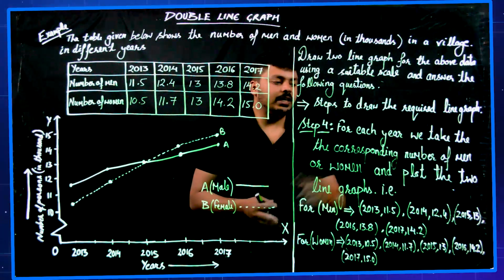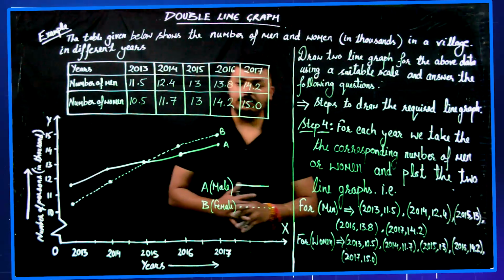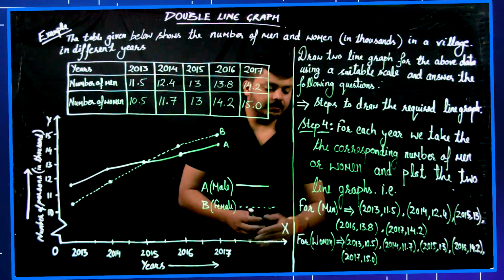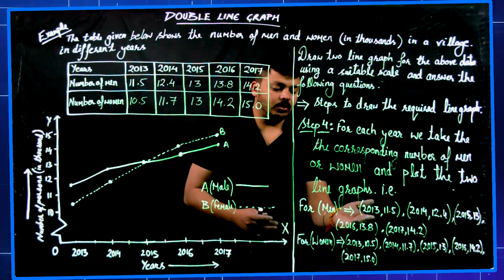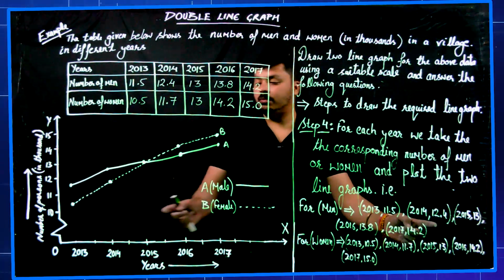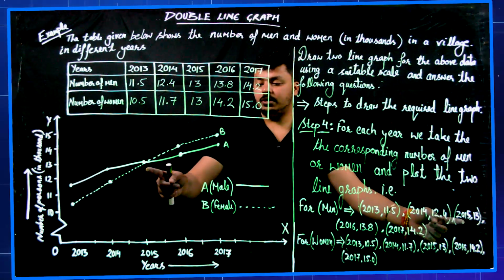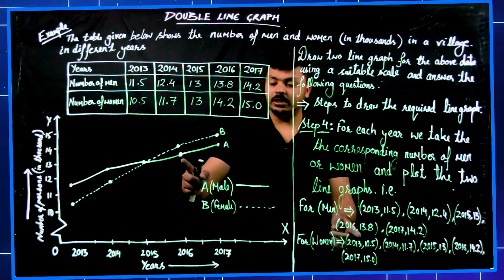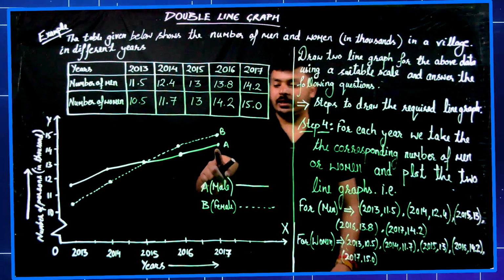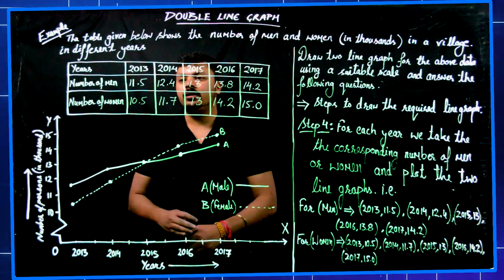Step 4, for each year we take the corresponding number of men or women and plot the line graph. For men, our coordinates will be 2013, 11.5; 2014, 12.2; 2015, 13; 2016, 13.8; and 2017, 14.2. And then we join all the points to get our line graph for the number of men with respect to the given years.